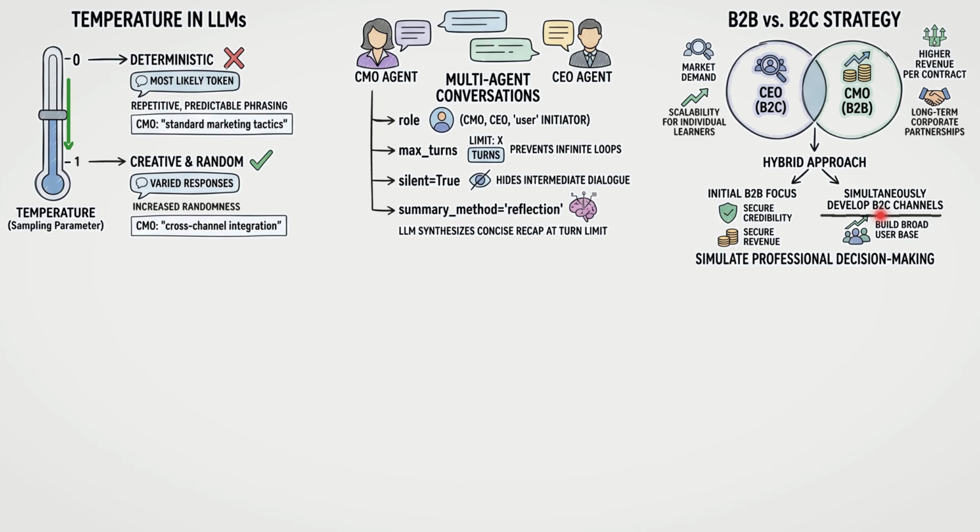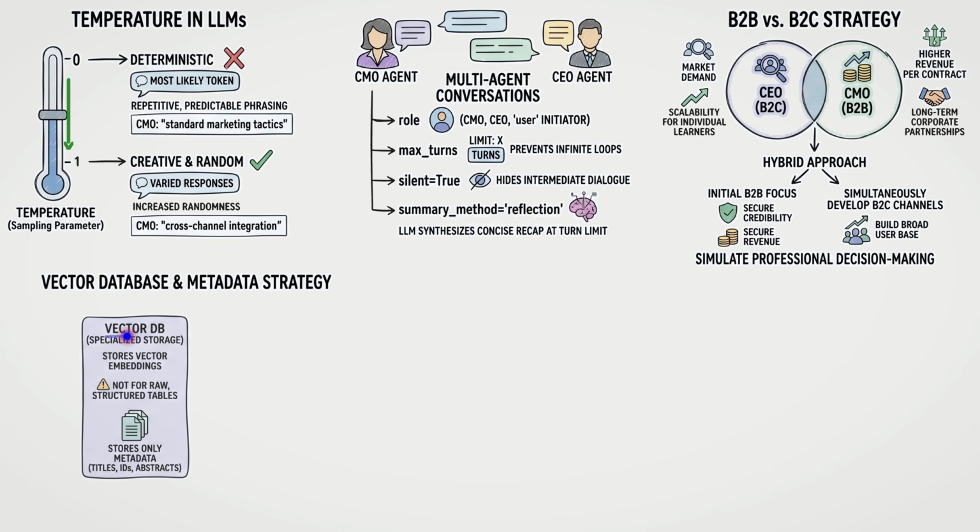Now, switching gears to architecture, let's talk about our vector database and metadata strategy. A vector database is built for vector embeddings. But here is a critical rule. You should not use it for raw structured tables. Instead, it stores only metadata, like titles or IDs.